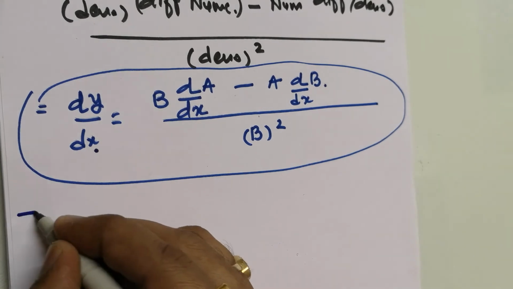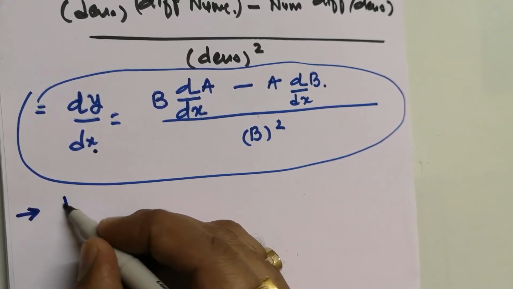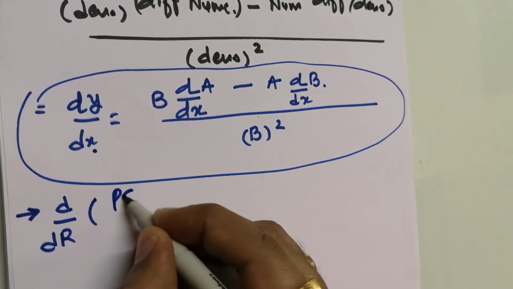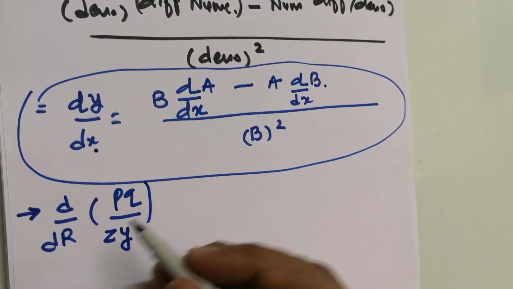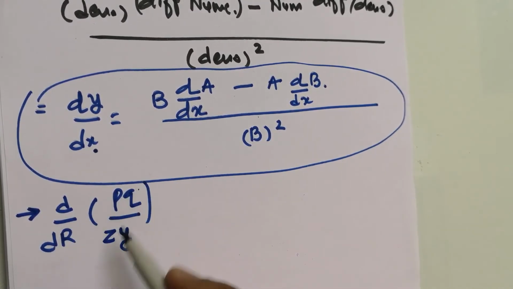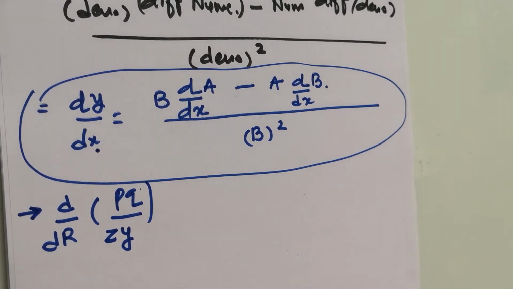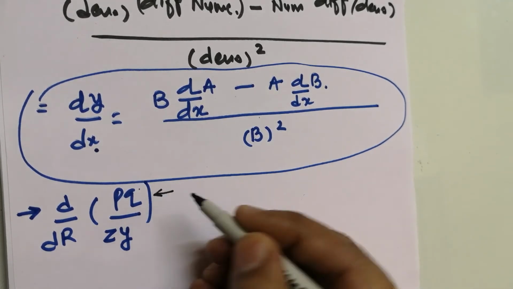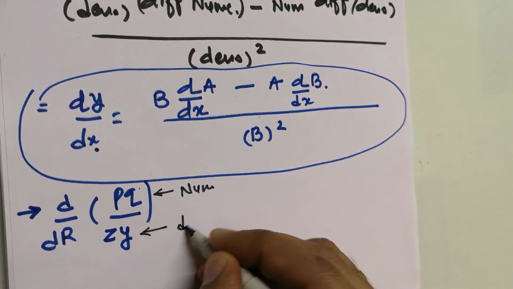So there is no compromise over it. Let's say we are solving another example. I am putting in front of you d by dr of pq by zy. It means differentiation of pq divided by zy with respect to r. It has been read like that. So you are now aware of how you can read such an equation. Now this is your numerator and this zy is your denominator.